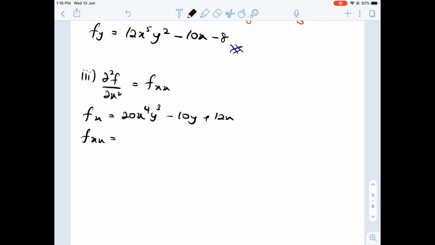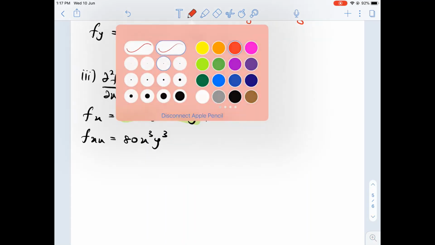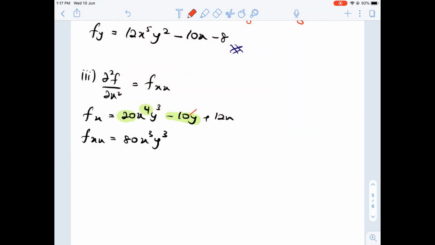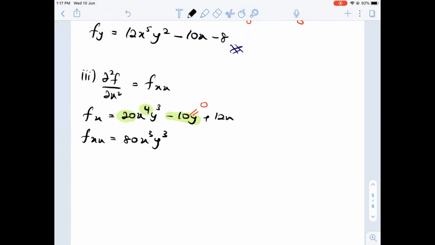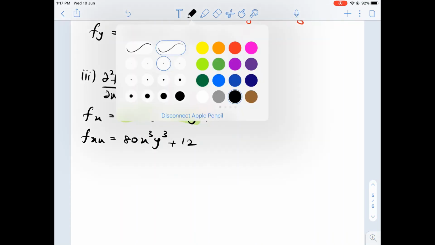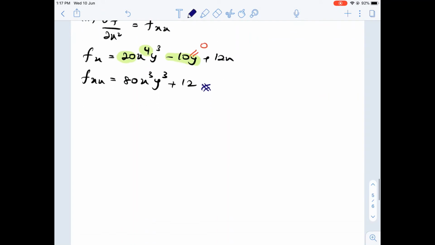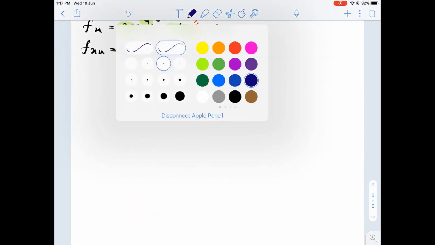So this 4 multiplied with 20 here, we will have 20 times 4, which is 80, x to the power of 3. y cubed is just a constant, so we just copy it down. Negative 10y is just a constant, so if we differentiate negative 10y with respect to x, we get 0. And if we differentiate 12x, we get 12. So plus 12, that's it. This is the answer.